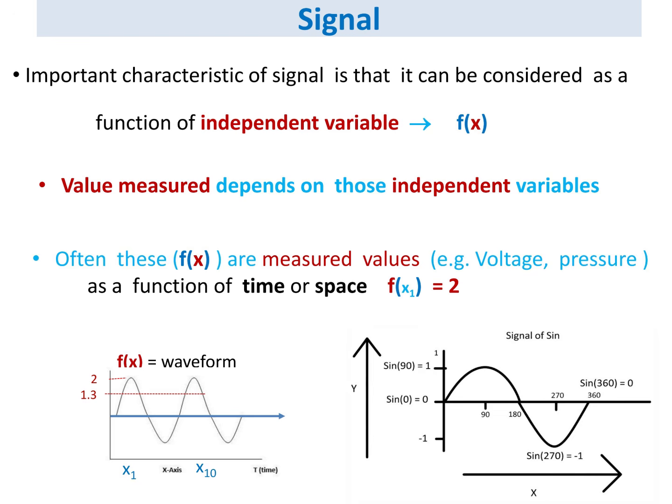Since only one independent variable is required to describe the signal, it is called a one-dimensional, or 1D, signal. So, the dimension of a signal is determined by the number of independent variables, not by the number of axes used to draw the waveform. This idea leads directly to 2D, 3D and multidimensional signals and images in the next slide.